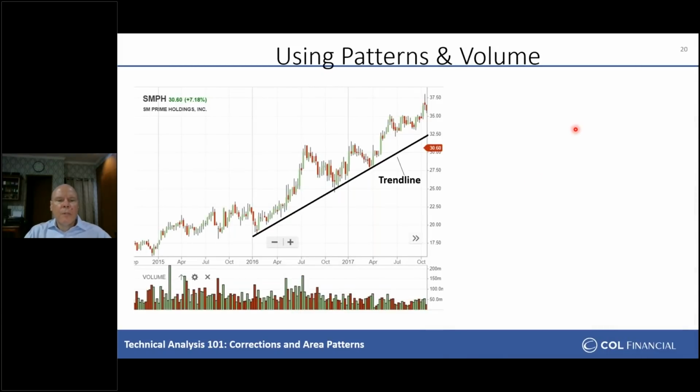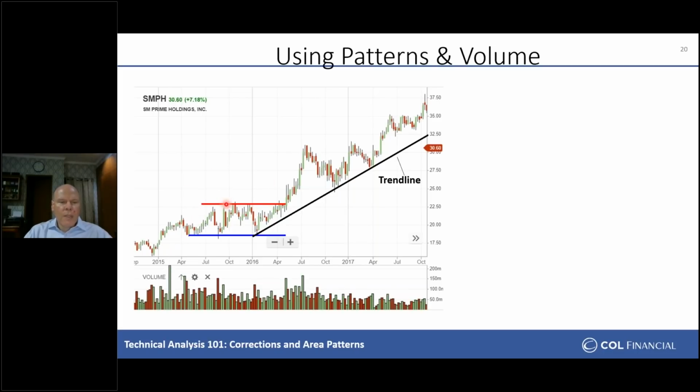All right, let's put what we've learned into context in terms of corrections and area patterns. And let's start with this chart of SM Prime. Now, let's begin with the first part of this. So eventually, you see SM Prime moving up as a basic trend condition. Again, it's up and down. Now, let's start with the first.